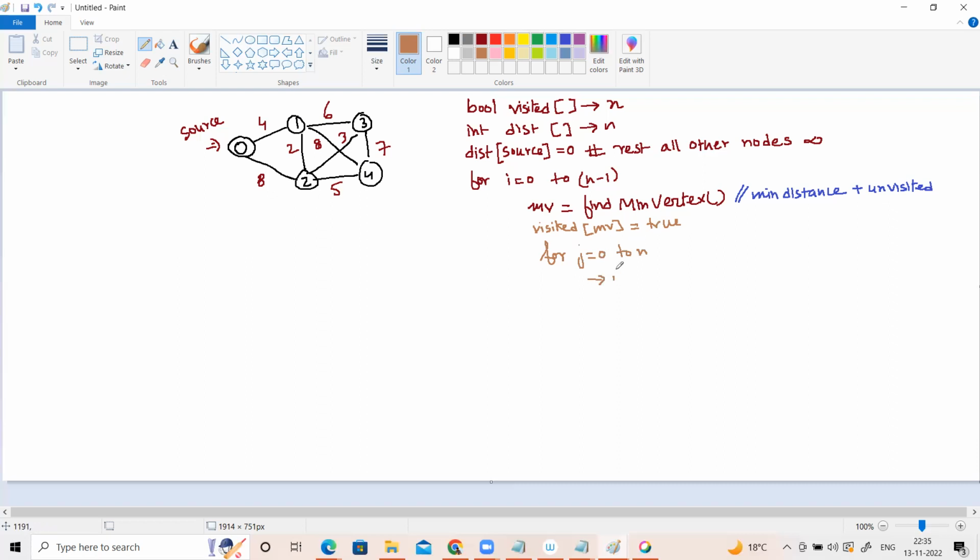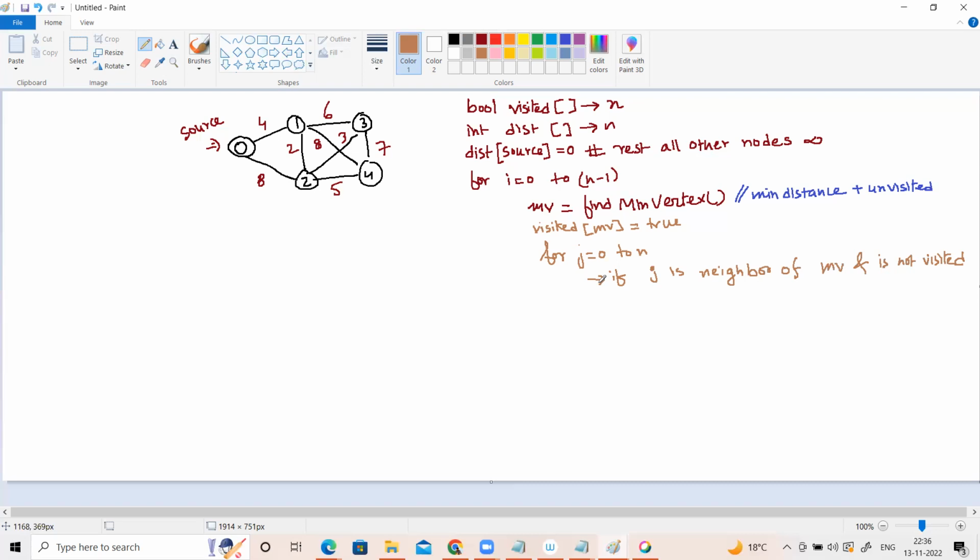So if j is a neighbor of this min vertex, of MV, and whichever neighbor we are considering, which is j currently, and if that is not visited, right? If it is not visited, then only we will consider j, right?